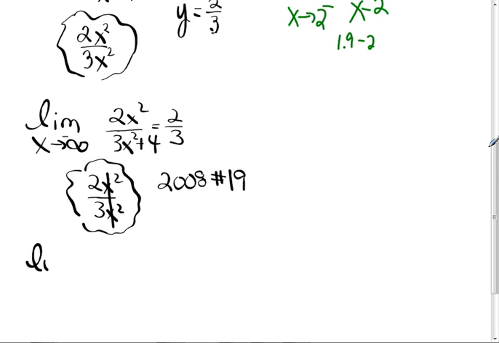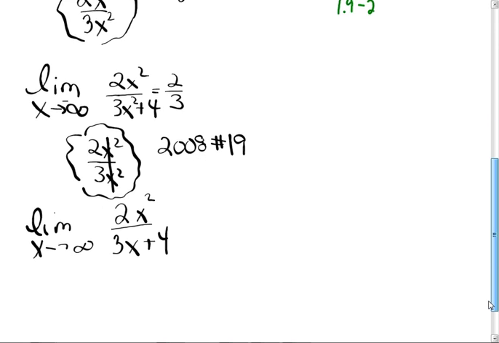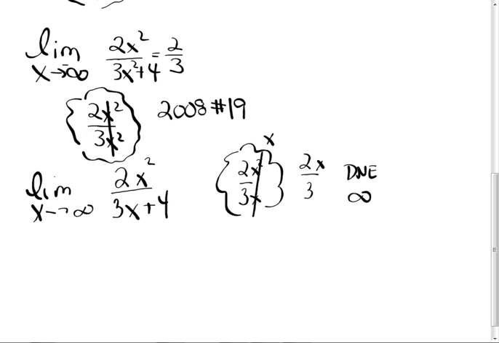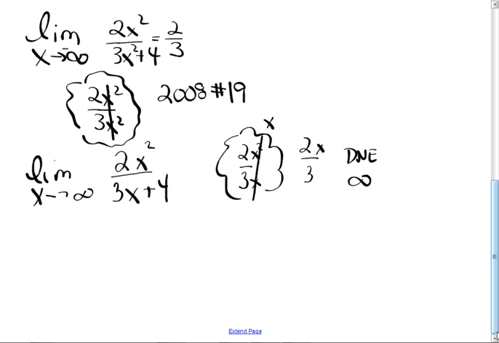I want to do the limit now as x approaches infinity of 2x squared over 3x plus 4. Alexis, what does that look like? Forget the 4, it doesn't matter. It looks like 2x squared over 3x. So it's 2x over 3, so it does not exist, or you can say it's positive infinity. If we go to negative infinity, it's going to be negative infinity. They're not always nice little polynomials.